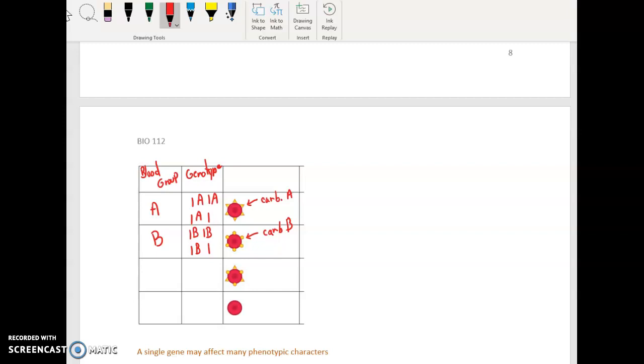If you're heterozygous, you have blood group AB, and your genotype is IA and IB, and you make both carb A and carb B on your blood cells. If you're blood group O, then you have just ii, there's no A, no B, and you have no special carbohydrates added.